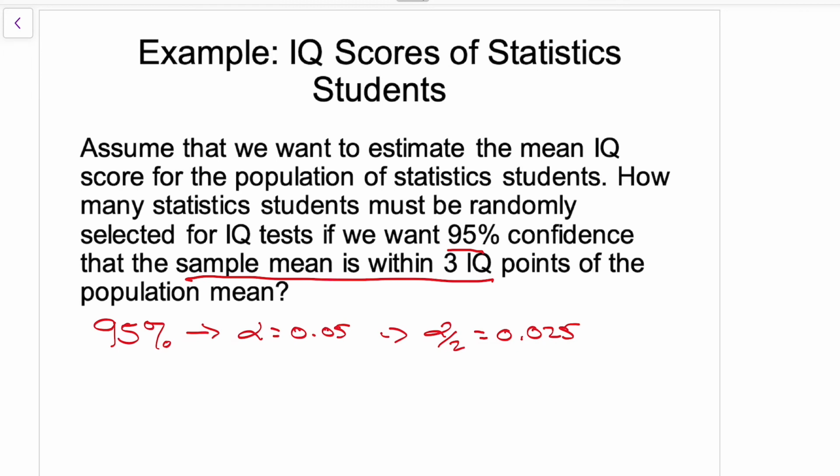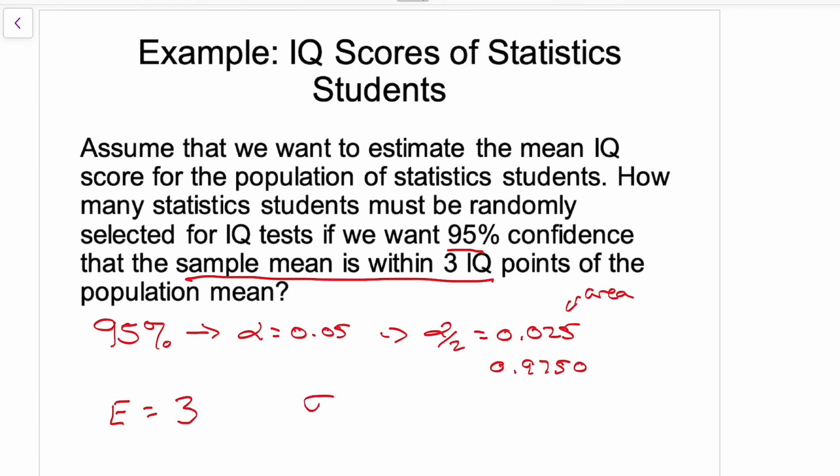However, we're transitioning now back to the normal distribution, which means this is the area to my right. My table for the normal distribution gives us area to the left. So I want to find an area to the left of 0.9750. That would be my critical value, z sub alpha over 2. Also, E, I want to be 3. I want to be within 3 IQ points.